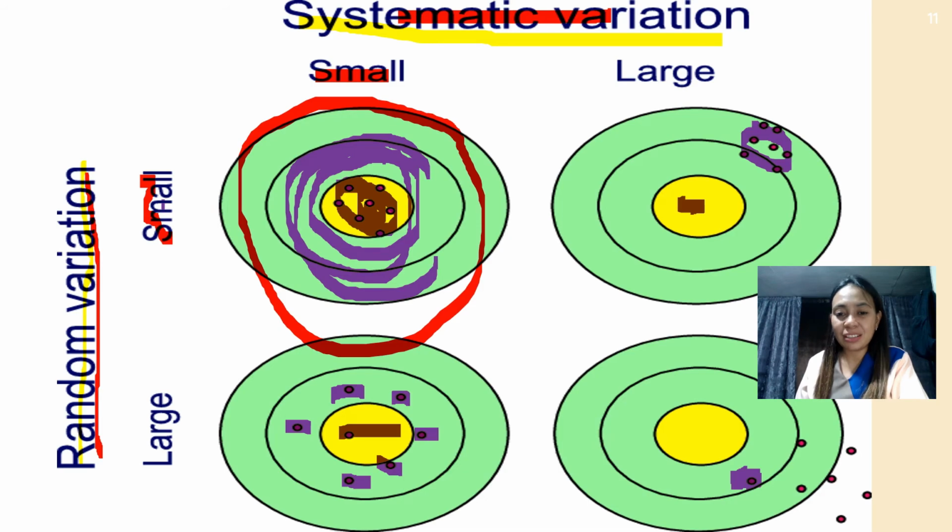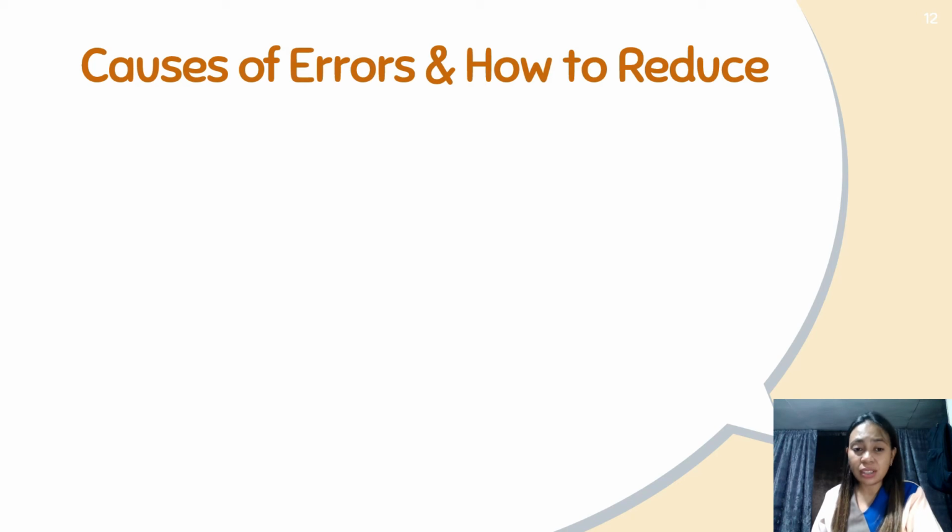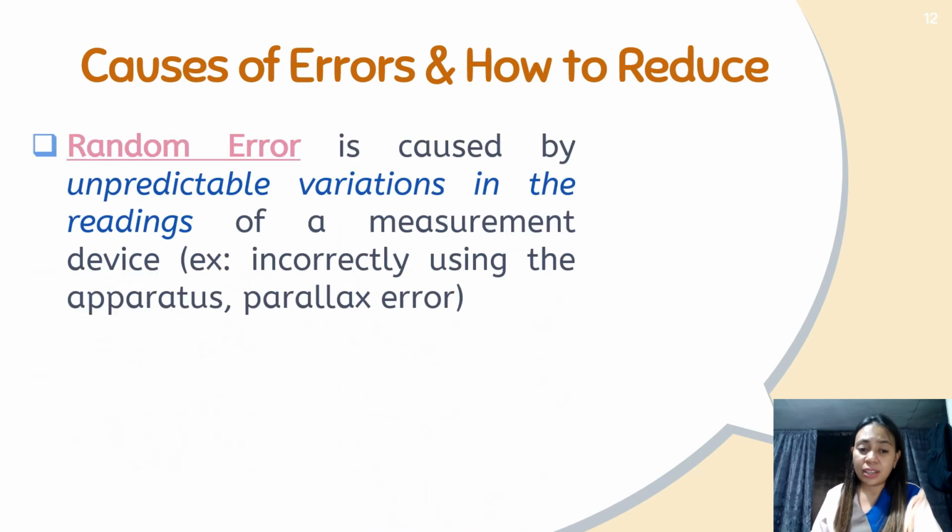Okay, let's proceed. So what are the causes of these errors and how do we reduce them? For example, the random error is caused by unpredictable variations in the readings of a measurement, for example, incorrectly using the apparatus. Let's say the equipment is not faulty, there's no defect on it, but the one who's reading it used it incorrectly. That could be a cause of random error.